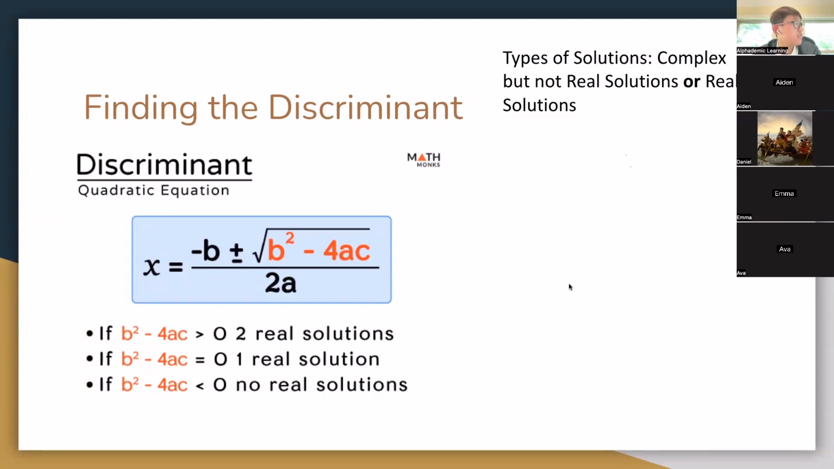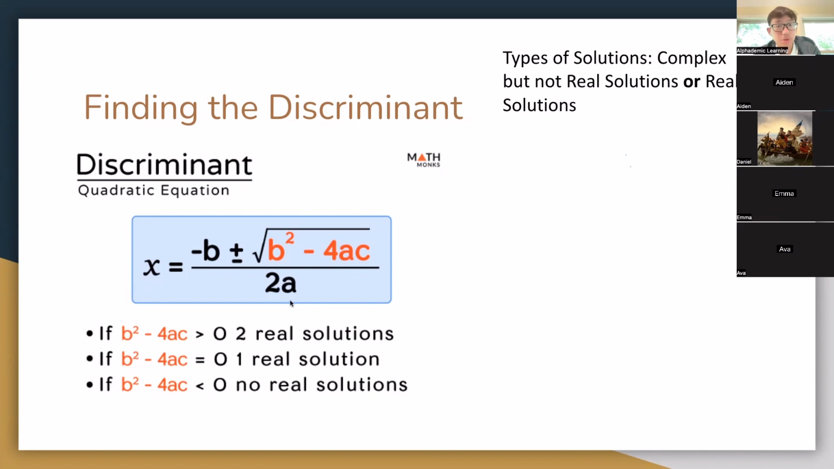And this is just finding the discriminant, a really quick way to find the answers. If there's a problem on a test or homework asking how many solutions there are to this quadratic equation, you can really easily just say, oh, I have b, I have a, I have c, and then just do b squared minus 4ac. And then you can very easily determine how many real solutions there are.